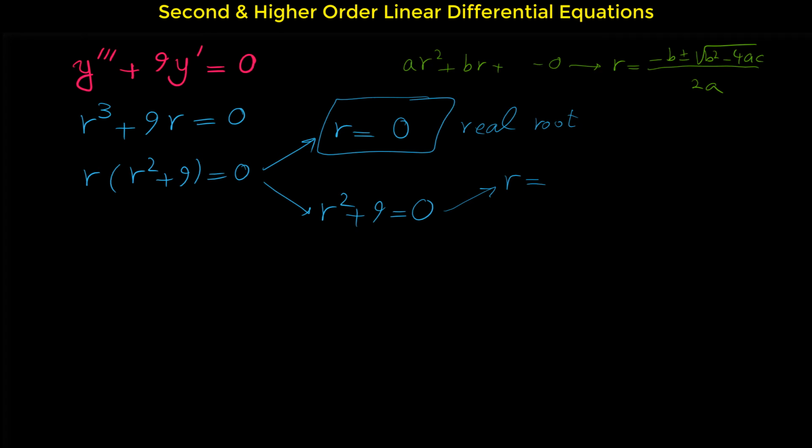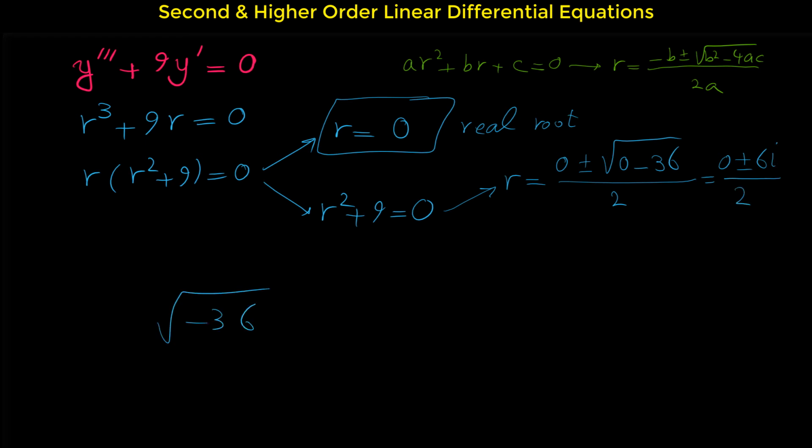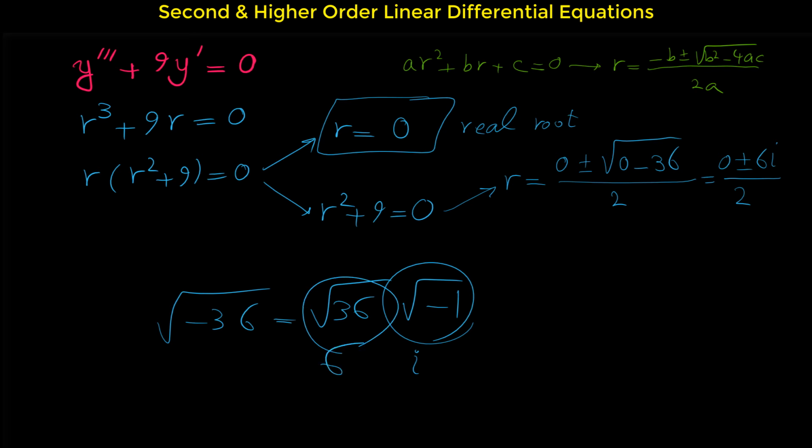Don't forget this. So r equals negative b, which is 0, 0 plus minus the square root of b squared, b is 0, 0 squared is 0, minus 4 times a times c. 4 times 1 is 4, times 9, 36, over 2a, which is 2. The square root of 36 is 6, but we have a negative, so this equals 0 plus minus 6i over 2. So the root of negative 36 is actually the root of 36 times the root of negative 1. We know that the root of negative 1 is i. We'll name it i. And the root of 36 is 6, so this equals 6i.